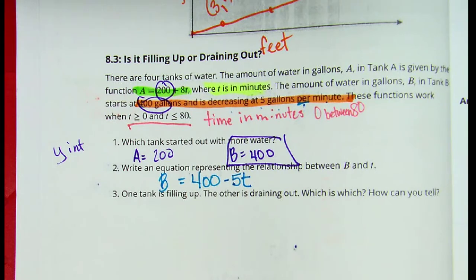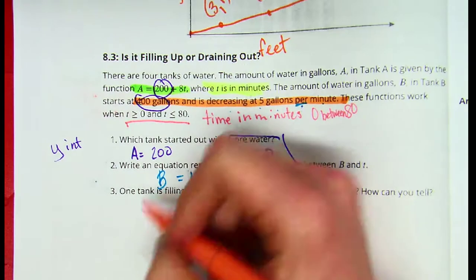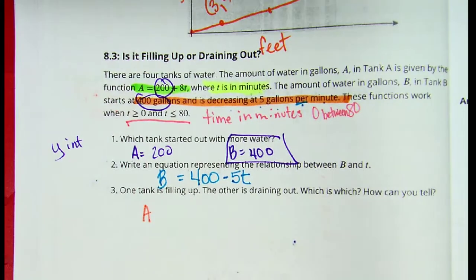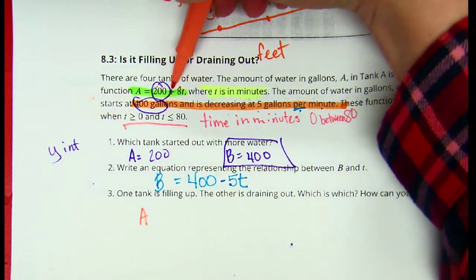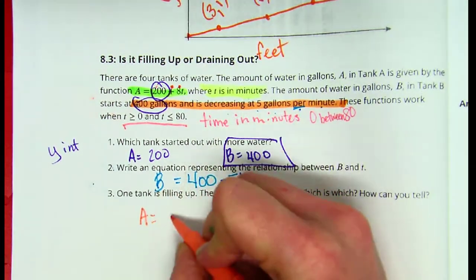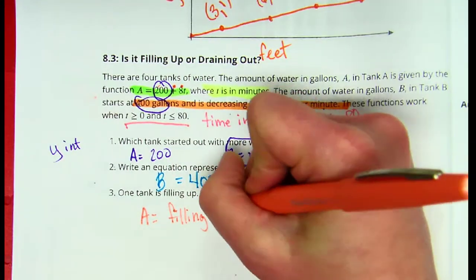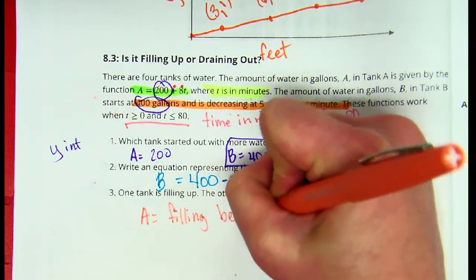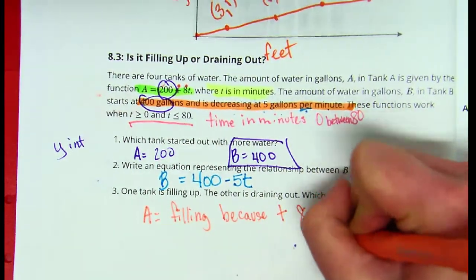Which one is filling up? Which one is draining? So tank A, is it filling up or is it draining? If it's adding 8 every minute, it's filling up. It's filling because it's adding 8 gallons every minute.